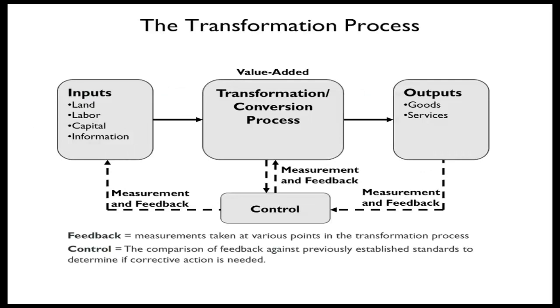Now this is the transformational process. This is where you add value. This is really what you do. So on the left you have inputs. Could be land, labor, capital, information, raw materials, whatever it is. Then you go through some kind of a transformational process. And on the output is either a goods or services.